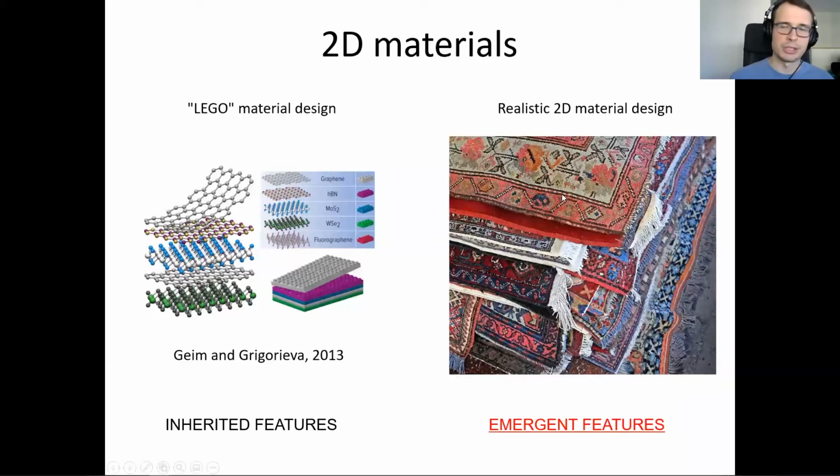And at first you might think this is a huge problem, but it actually is a new platform for studying condensed matter physics because here in this sort of Lego design framework, everything is inherited. You have layers and layers and layers, and each layer just shares its features with its neighbor. In this case, you can get features that are emergent, things that don't exist in the constituent monolayers, and that's because of this interference between the layers.